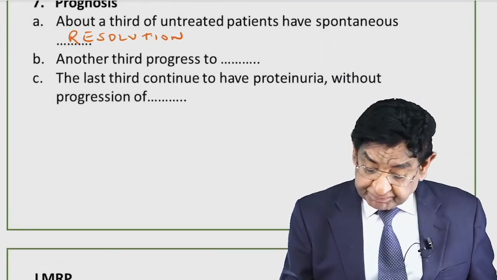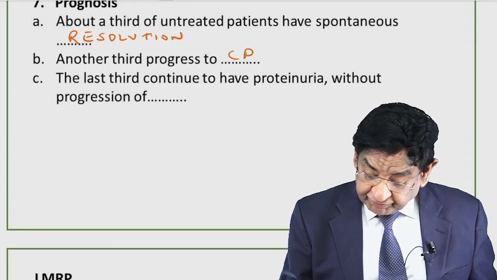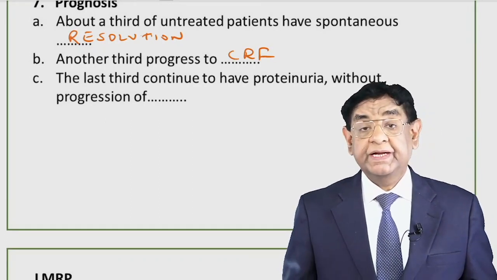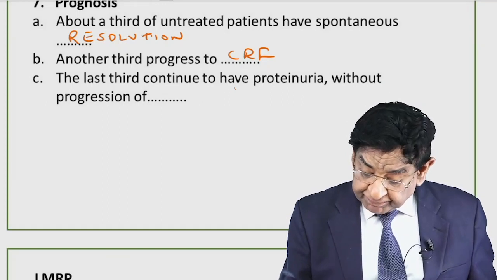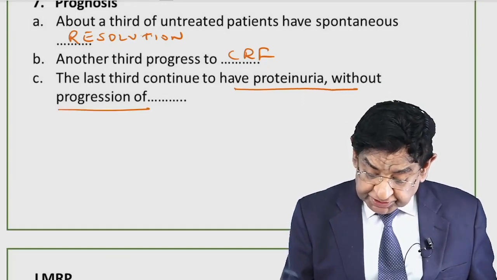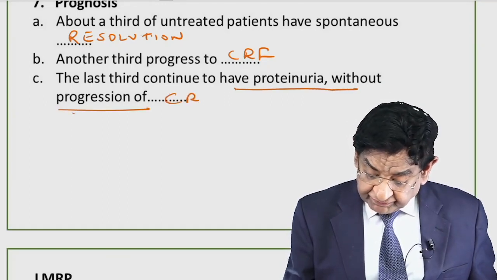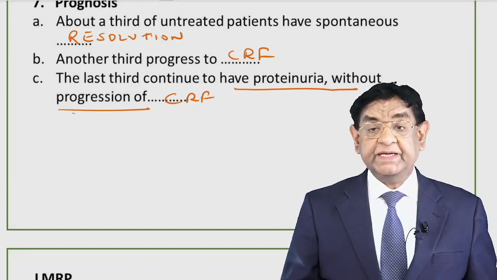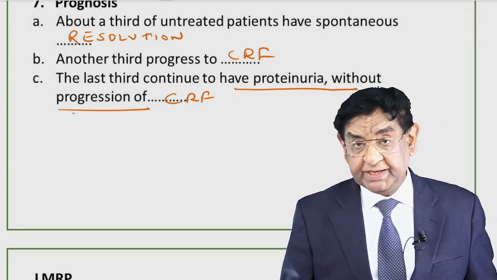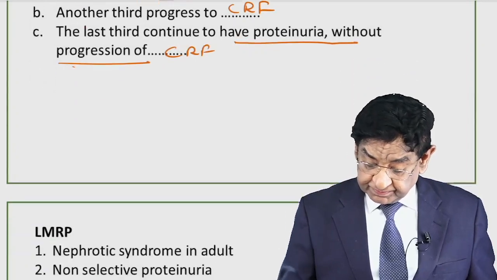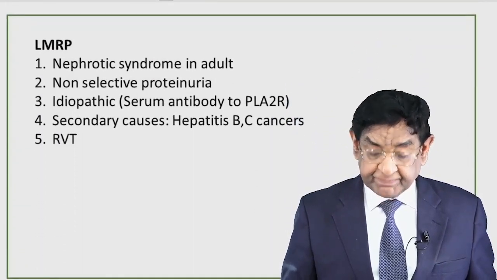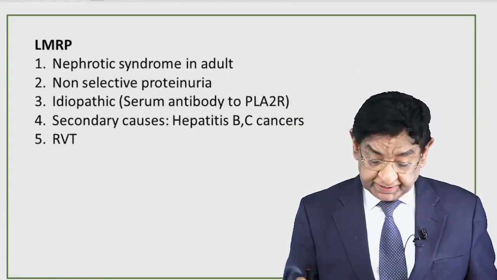About 1/3 progress to chronic renal failure, and 1/3 continue to have proteinuria without progression to chronic renal failure. That means they keep on having proteinuria without any CRF. So, a quick recap of the last-minute revision points.